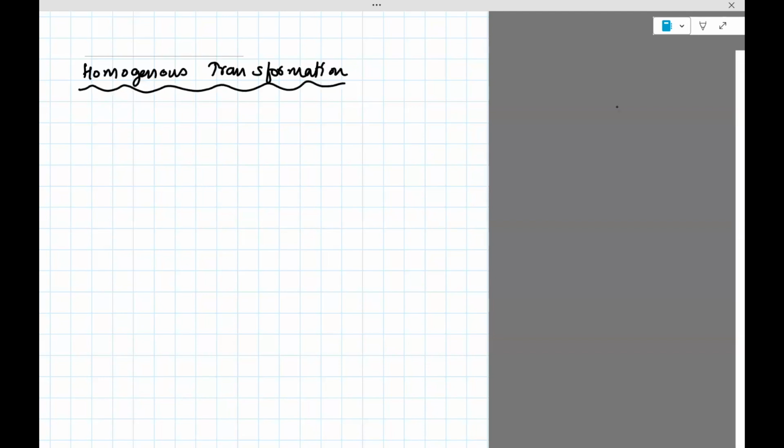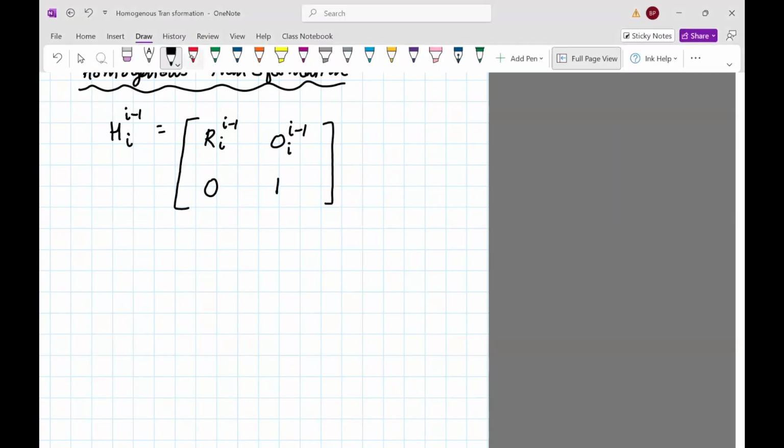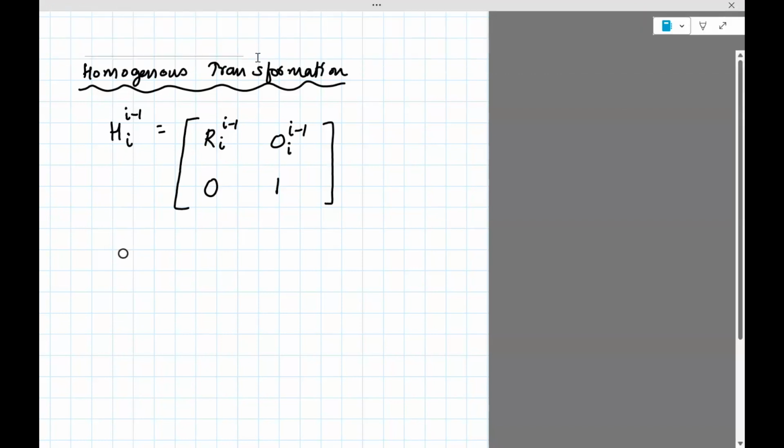Okay, so the homogeneous transformation is something which is used to relate frame i with respect to frame i minus 1. So R1 with respect to R0, or R2 with respect to R1. It has this form: R_i^{i-1}, O_i^{i-1}, 0, 1. Let me elaborate on what this is.